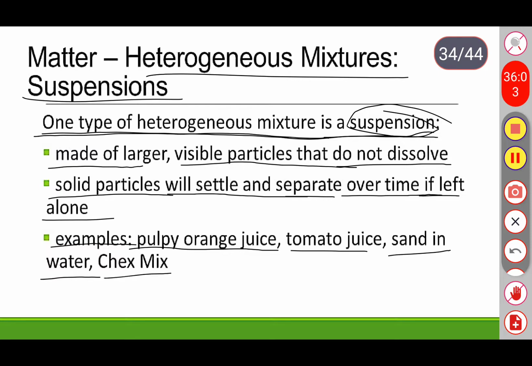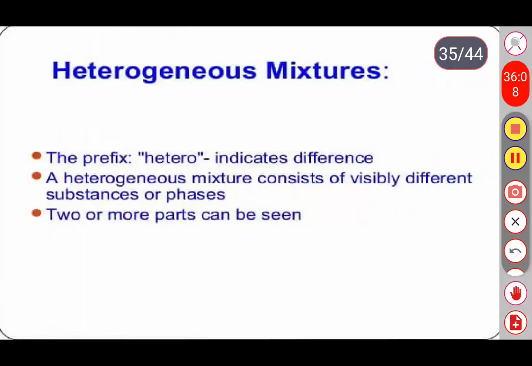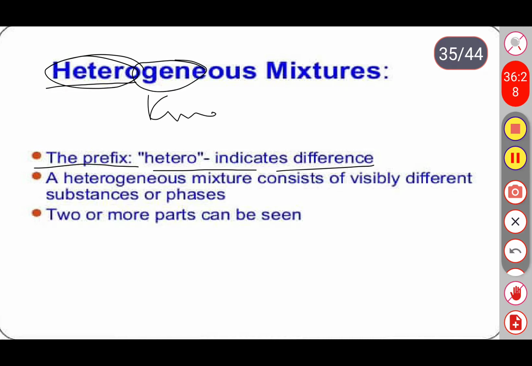Heterogeneous mixture. The prefix hetero indicates difference. Hetero is also derived from the Greek word, in which hetero means different and gene means kind. It means a heterogeneous mixture is a combination of different types of substances.